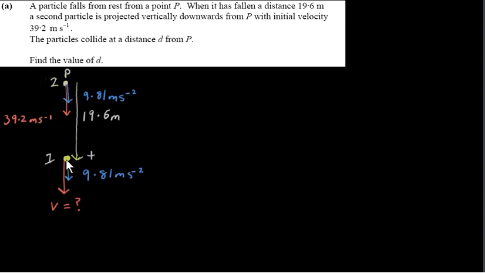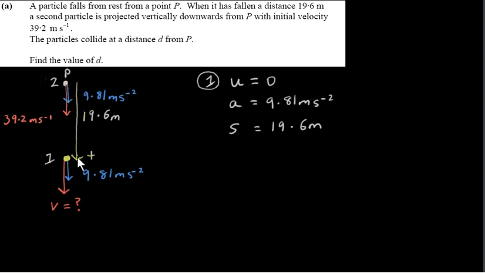Both particles have the same acceleration. So the acceleration vectors are shown in blue. Before we go any further, I will get the velocity of particle 1 when it is 19.6 meters from the position that it was dropped from.